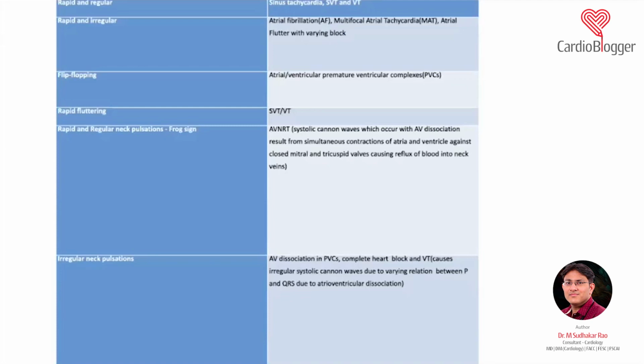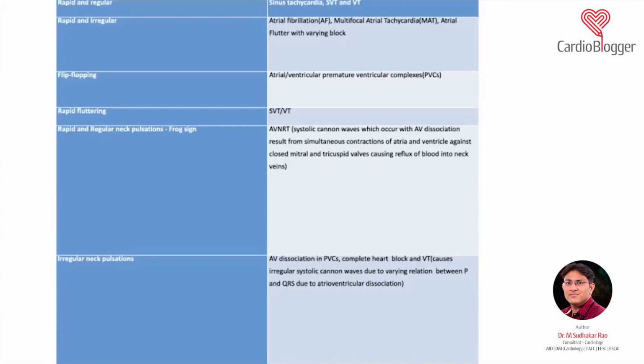Now sometimes the patient may present with abnormal neck pulsation, not with tachycardia. They tell, I am feeling some increased pulsations in my neck. So you should think AVNRT. It is a type of SVT where they have a frog sign. It is a sign, but symptom wise they may have pulsations in the neck. That is known as frog sign. That is regular. However, they can sometimes have irregular neck pulsation.